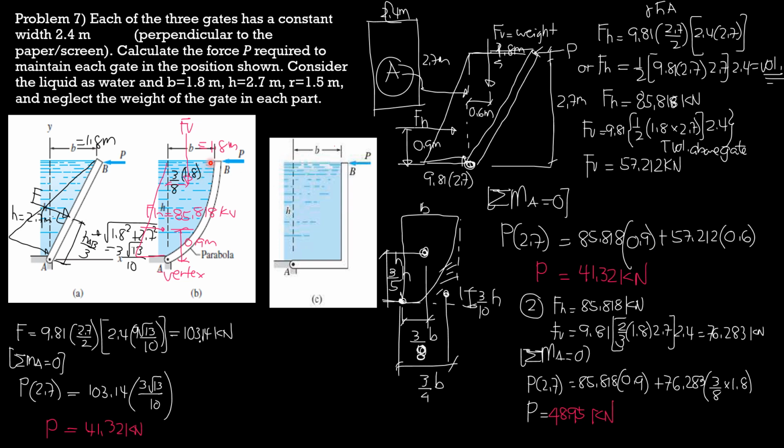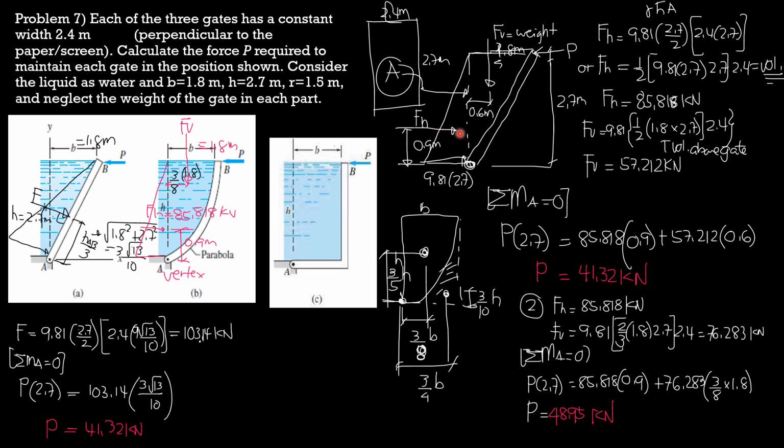Then we proceed analyzing this part. This is a parabola. Therefore, the area here is 2/3 of base 1.8, height 2.7. So we only have one solution here. We have here the pressure diagram of the projected area, which is triangular. Therefore, FH is the same as FH in this problem here, in the second way of solving it.